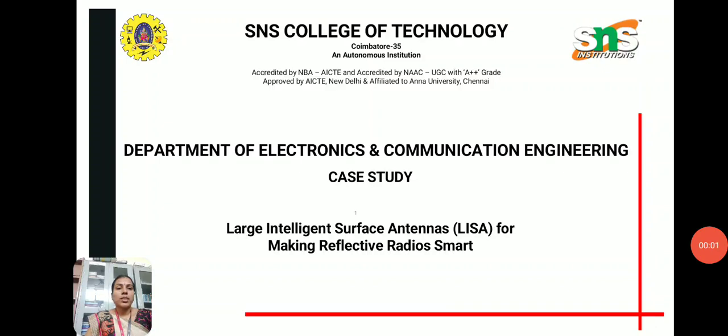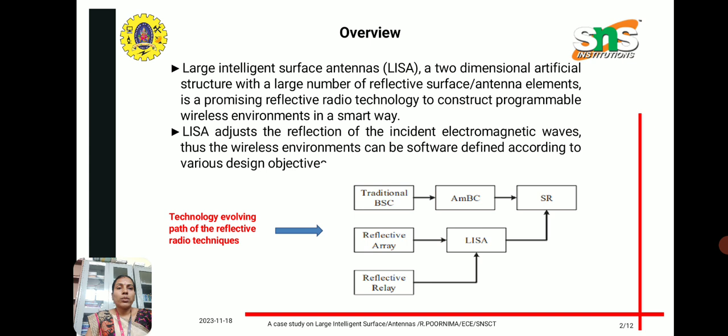Welcome to this case study lecture on large intelligent surface antennas for making the reflective radio smart. So let's see the overview of this case study. Large intelligent surface antennas are two-dimensional artificial structures like metamaterials with a large number of reflective surface antenna elements. It is a promising reflective radio technology which is useful for programmable wireless environments in a smart way.